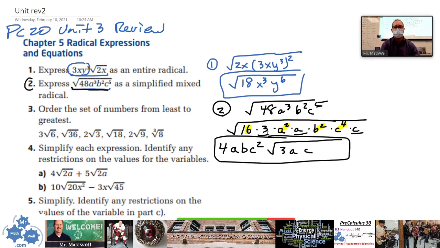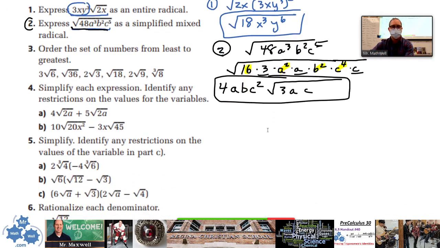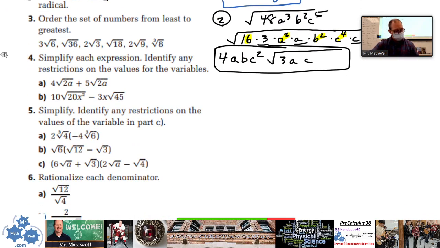Okay? Any questions about that, or are you good with that? Let me know if there's anything you're having problems with or you think I'm doing wrong, or if I missed something. So let's take a look at number 4 just quickly. Again, I'm going to skip through this.